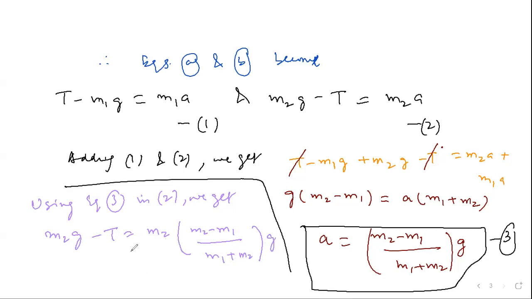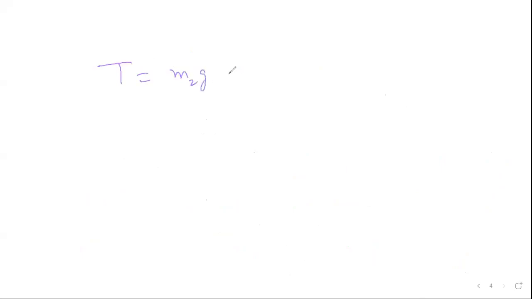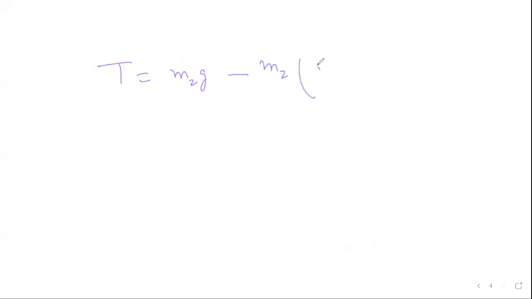So we move forward, we have to solve for T. We take this to this side, it becomes positive. This to left side, it becomes negative. What we get then? We get T is equal to M2G, minus this I take to the right, it becomes positive. Here remains M2G, then minus M2 times A, that is M2 times M2 minus M1 by M1 plus M2 into G, right?